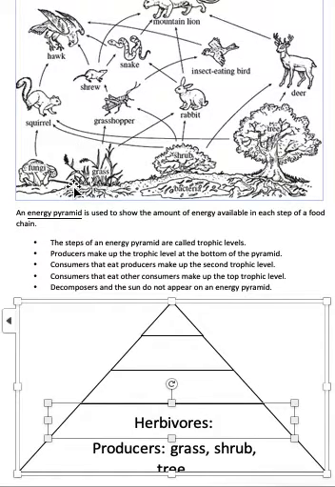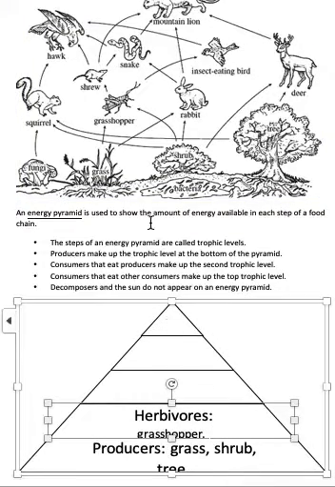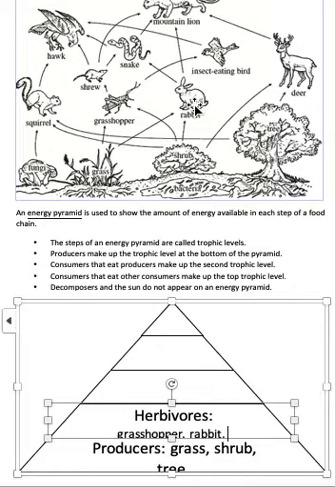So let's trace from our first producer. We know it's grass. Our first herbivore, or our first primary consumer, is the grasshopper right here. I'm going to type that, grasshopper. Next up, I'm going to run out of space here, so make sure you write what I say. Another primary consumer or herbivore is the rabbit. See, the rabbit gets its energy from the shrub.